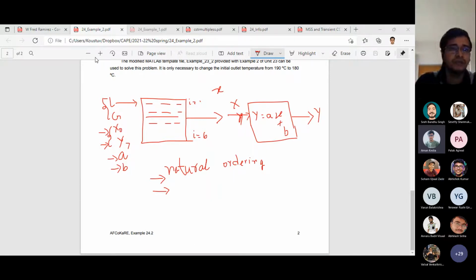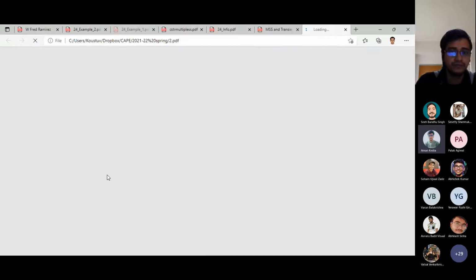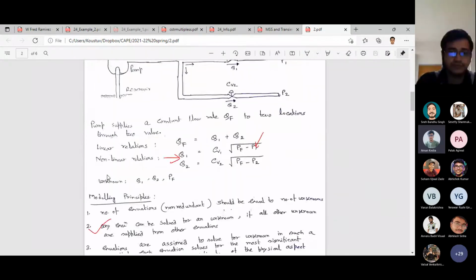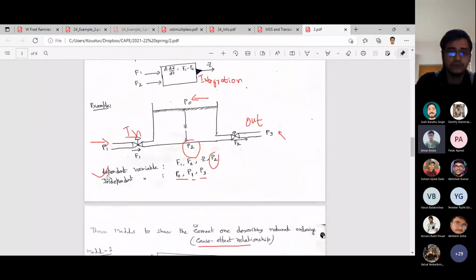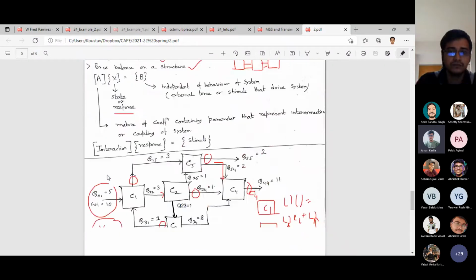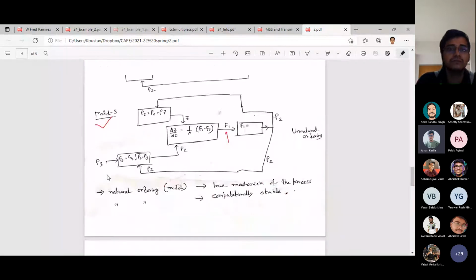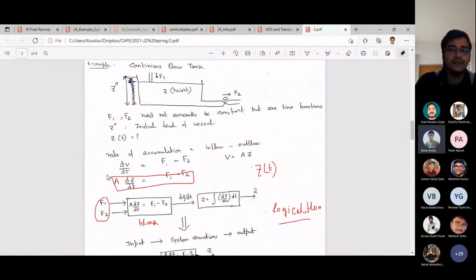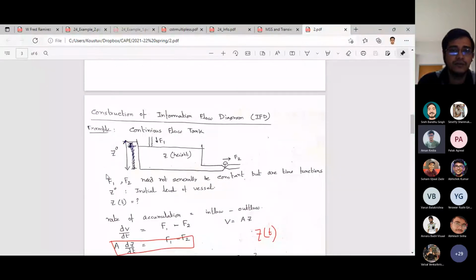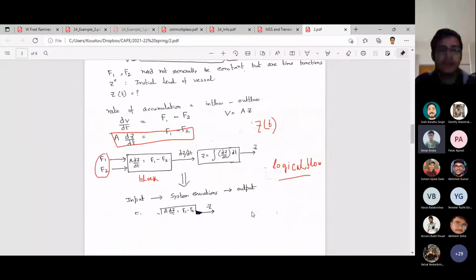So an example means that the problem can be just quickly discussed, just to clear some of your doubts. So let's see. So this was the case where we were looking at the construction of the information flow diagram.